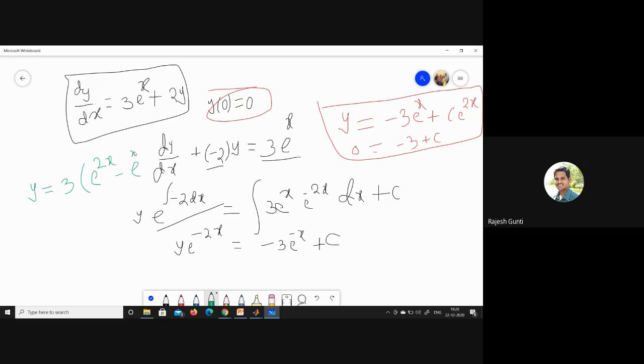Am I correct or not? Any corrections? Whether I calculated correctly or not? Yes or no, sir? Any mistake? Okay, correct. Y is equal to 3 into e power 2x minus e power x. This is the analytical solution for this differential equation. Keep that one. Now I want to solve this differential equation with MATLAB first, then afterwards we compare the solutions.